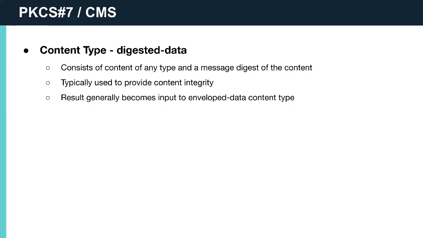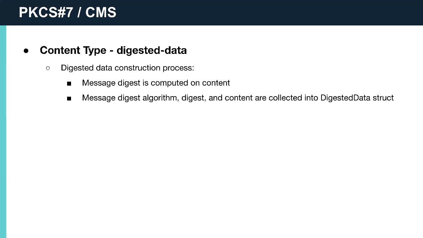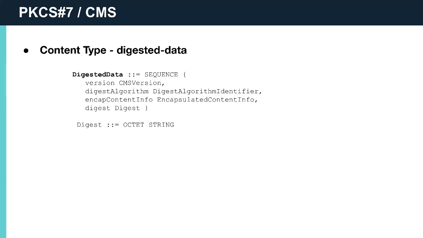Digested data is the next type. So this is essentially just data and a message digest of the data, typically used to provide content integrity. And it usually becomes an input to something else again. So maybe it might go into envelope data as the content there. The process to construct a digested data, you compute the digest on the content, and then the message digest algorithm, digest and the content are all collected up into a digested data structure, which looks something like this.